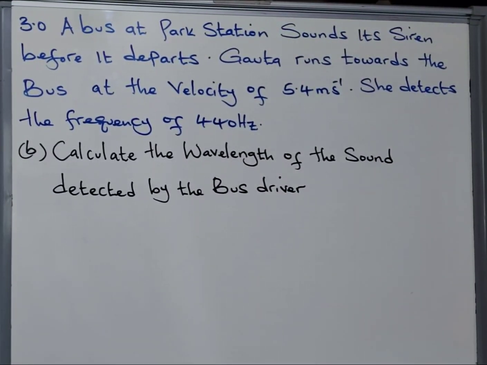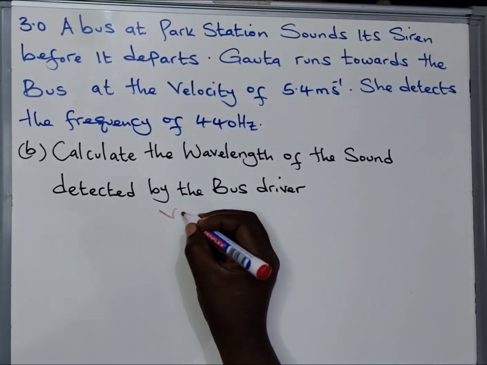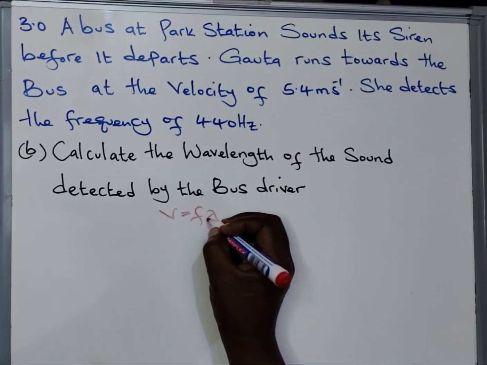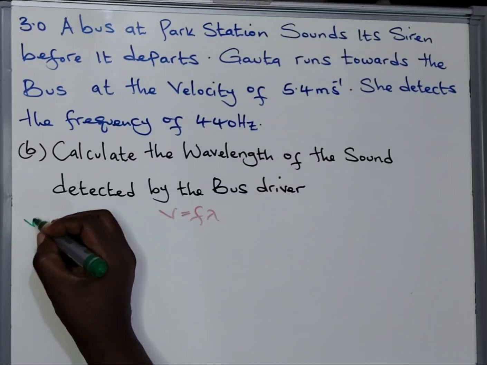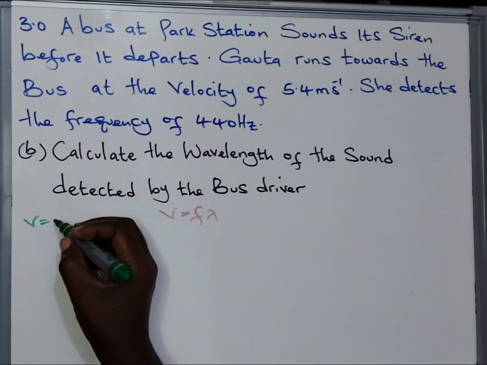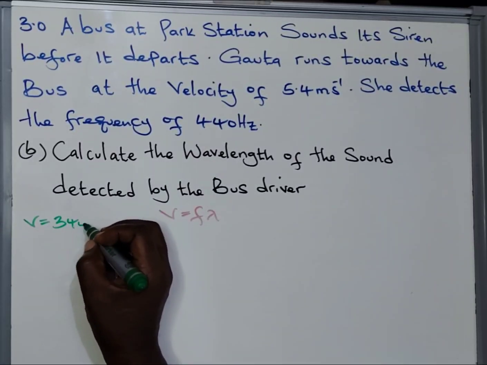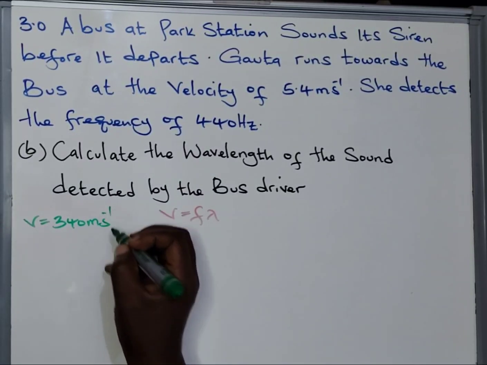So then comes this question. It says, calculate the wavelength of sound detected by the bus driver. For wavelength, we know the formula is going to be V is equal to F lambda. But what do we know? We know V is 340 meters per second. That's the speed of sound.